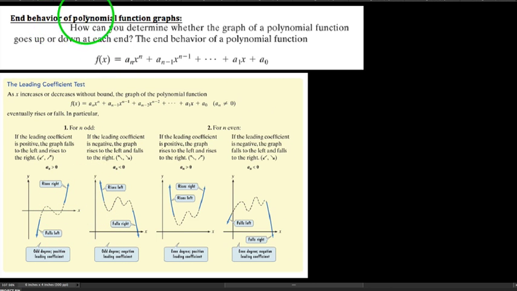And so in this video what we're going to look at is the end behavior of a polynomial function, or the behavior of the y values as our x values go to the right and go to the left. And it comes down to one of four possibilities.